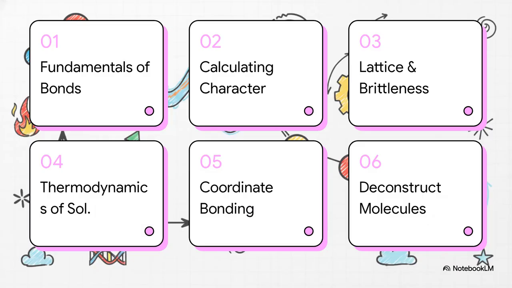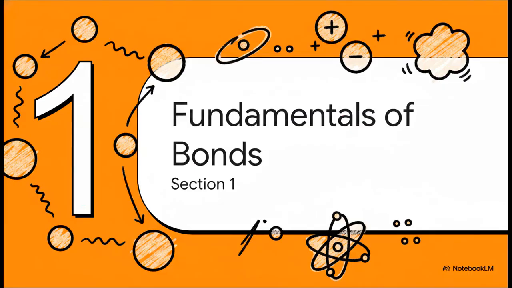Okay, let's dive right into our syllabus. We're going to start with the basic mechanics of how electrons are shared, move into the mathematical calculations of bond character, explore exactly why crystals shatter, and then unpack the thermodynamic rules of solubility. Finally, we'll wrap up by dissecting coordinate bonding and deconstructing a complex molecule that actually holds multiple bond types at once.